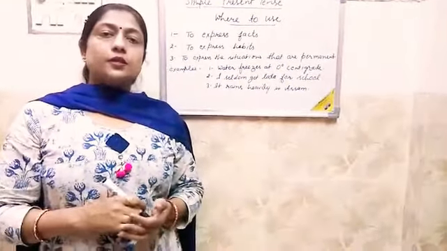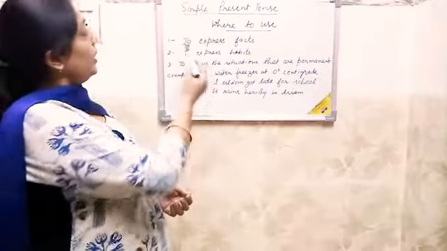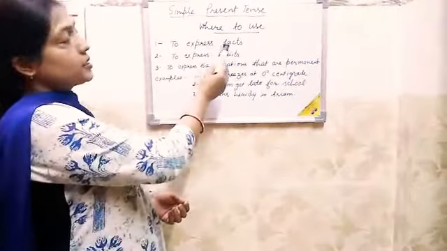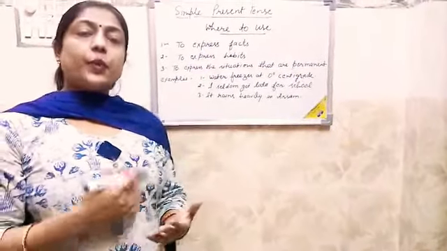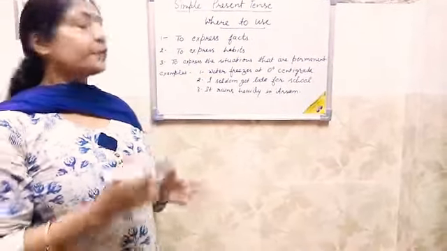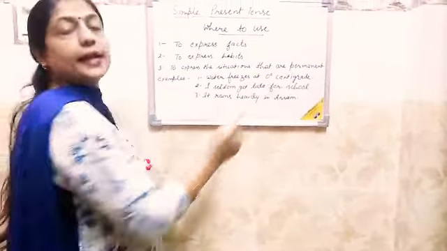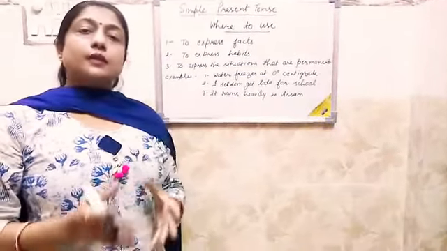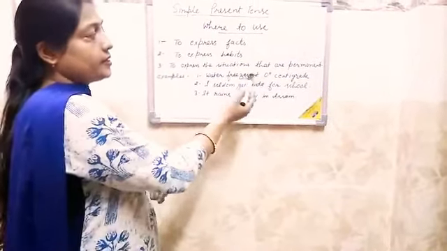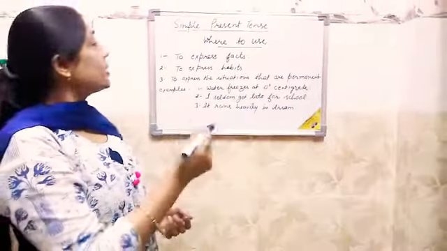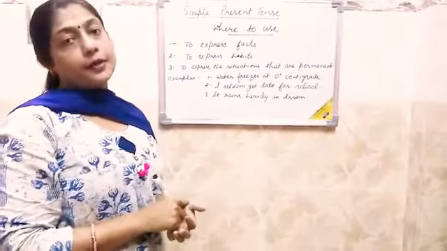It is necessary for us to know where to use simple present tense. So, it is generally used to express facts. We use simple present tense when we have to express some facts. For example, water freezes at 0 degrees centigrade. So, this is the permanent fact. That will not change. It is a fact that water freezes at 0 degrees centigrade. So, to express facts.